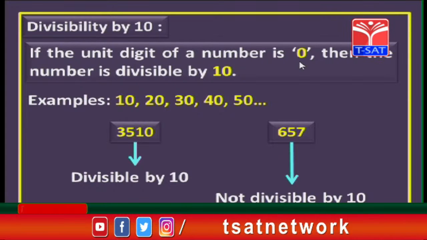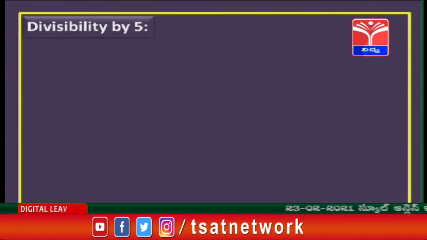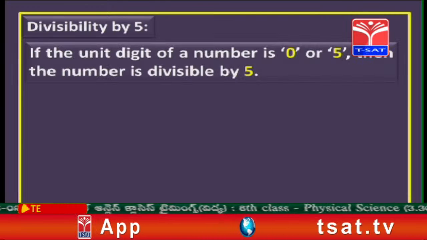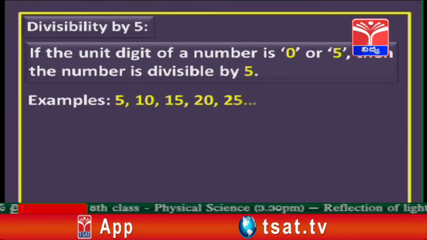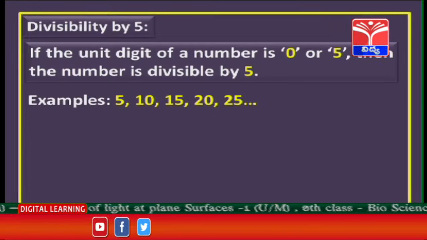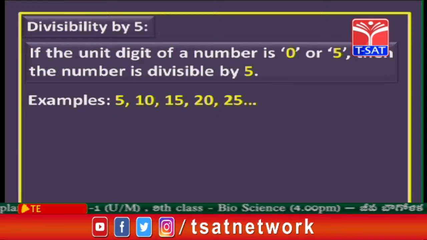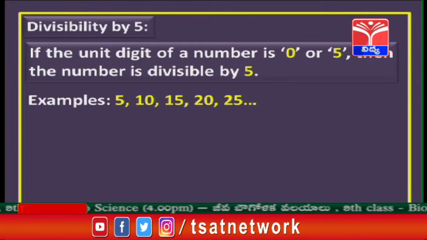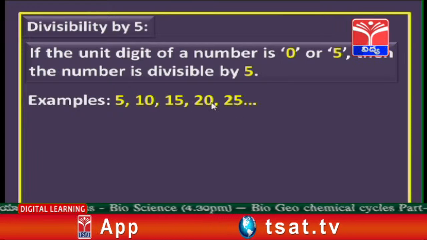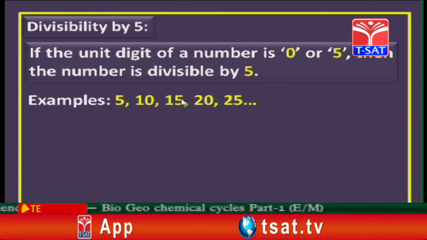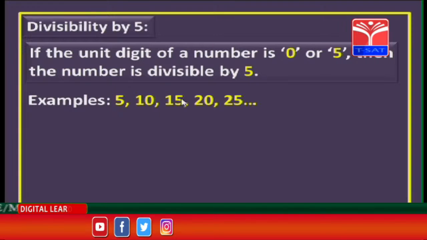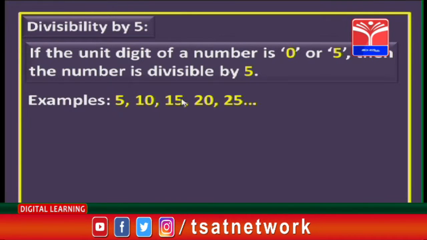Now, let us move on to our next divisibility, that is divisibility by 5. If the unit digit of a number is 0 or 5, then the number is divisible by 5. Let us take examples like 5, 10, 15, 20, 25, and so on. All these numbers are divisible by 5. Why are these divisible by 5, children? If you notice the ones digit, in 25 it is 5, in 20 it is 0, in 15 it is 5. So, that means the unit digit always ends with either 0 or 5. That is why these numbers are divisible by 5.